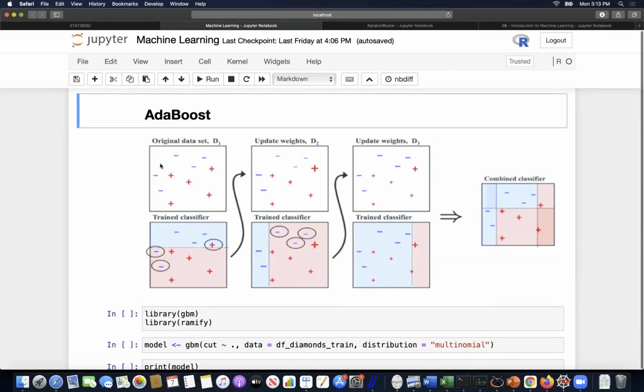How are we going to combine them? The method is going to be AdaBoost. It's a boosting method. You start with your original data. Some of them are positive cases, some of them are negative cases. And you can see that the decision boundary is complicated. So this is going to be your decision boundary for classifying.